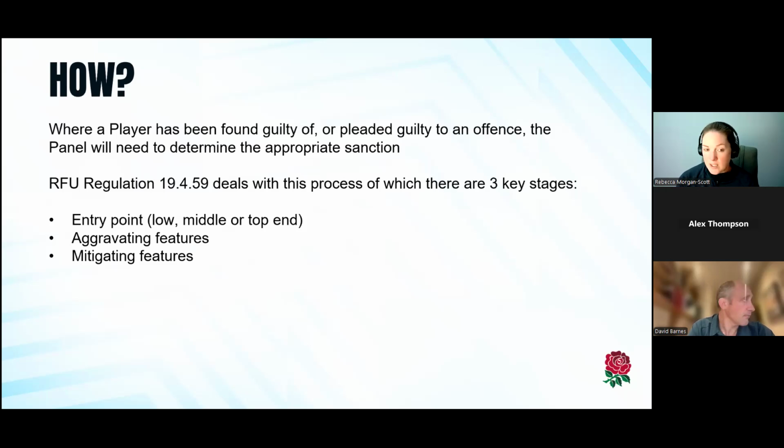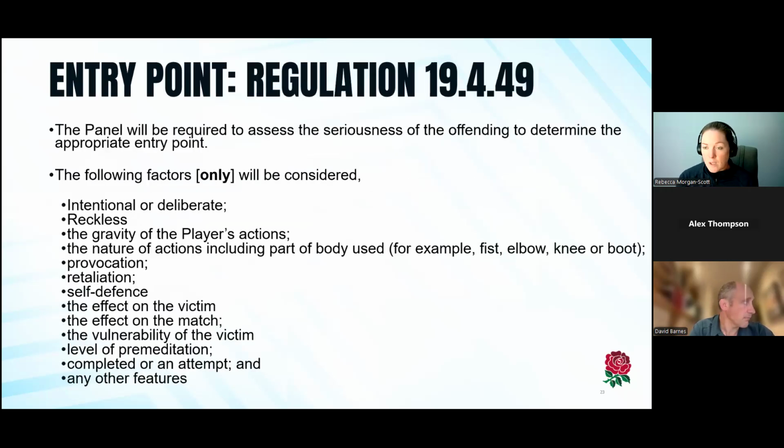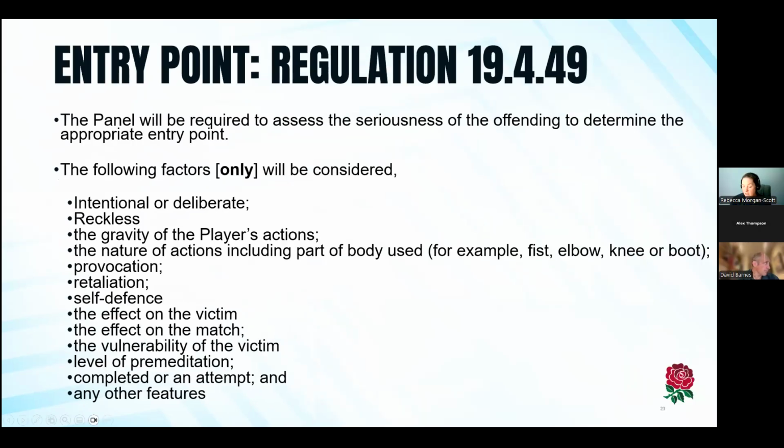There are three stages to that. The first part is the entry point, and we mentioned that with the sanction table. That's establishing whether it would be a low, a middle, or a top. Then you would look at mitigating and aggravating features. For all three of these, there's a really defined list of factors that would be considered. So when looking at entry point, this is an assessment of the seriousness of the incident itself.